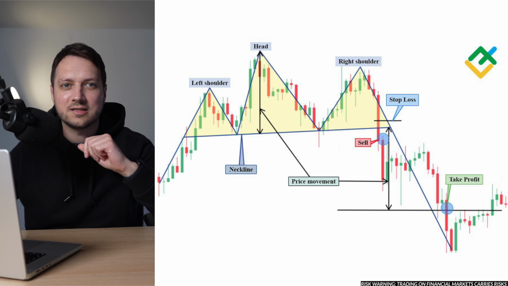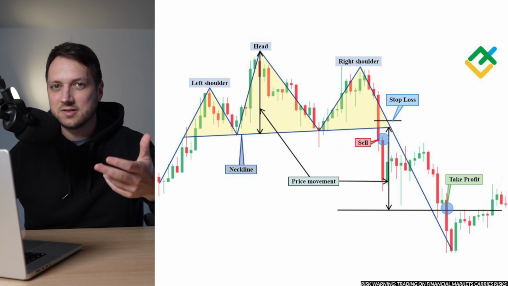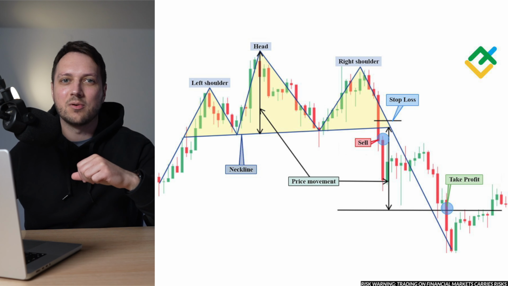Take profit could be set by measuring the distance from the level of the neck to the level of the head. And stop loss in this case should be placed just above the broken support level.